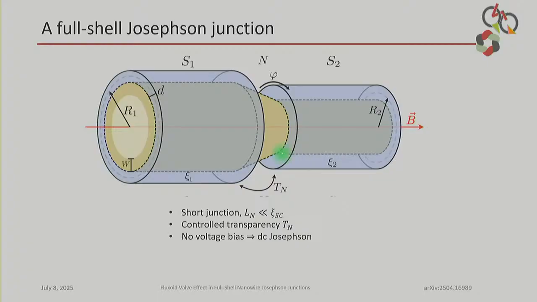That means that this length is way smaller than the superconducting coherence length. We are going to be able to control transparency somehow in the junction, and this is going to be just the DC Josephson effect, okay? No voltage bias in these calculations.